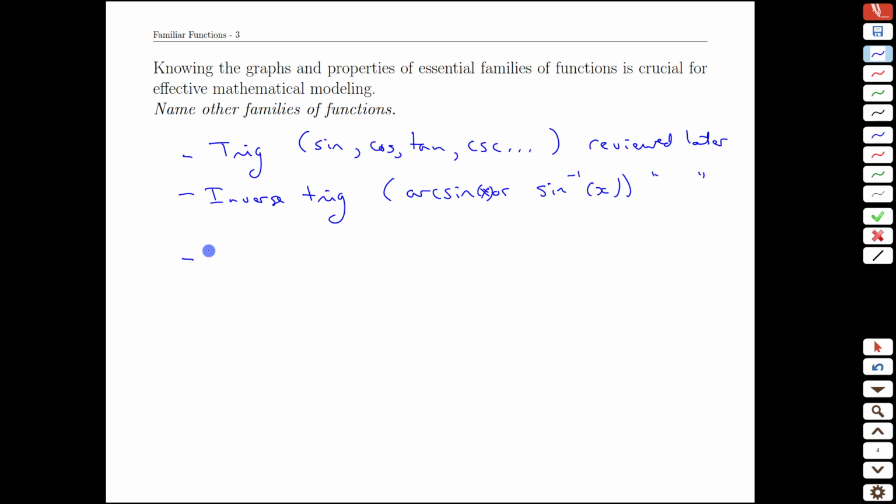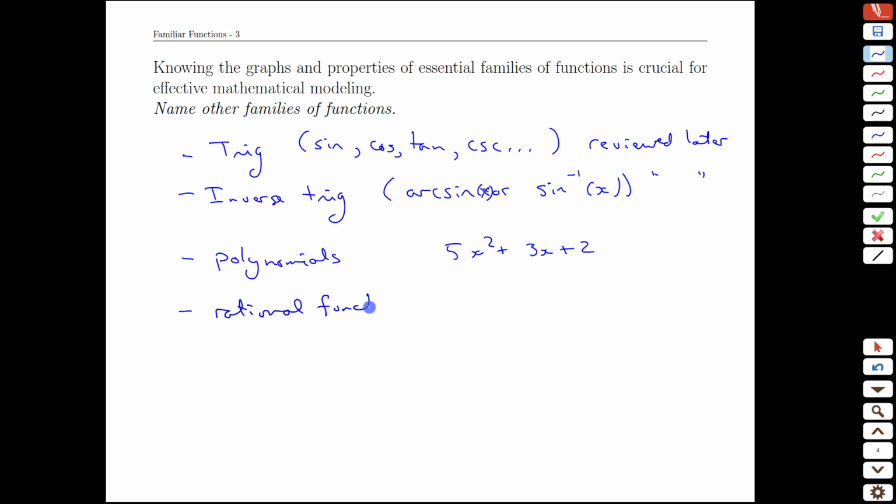Aside from those, we can also combine our power functions into polynomials. So 5x squared plus 3x plus 2, that would be a combination of powers of x, combining with constants, addition, subtraction, and that gives us a whole other family to work with. Going even further, we can look at rational functions, and that's where we have a polynomial divided by a polynomial function in a ratio. That's where that rational term comes from. It comes from the word ratio.